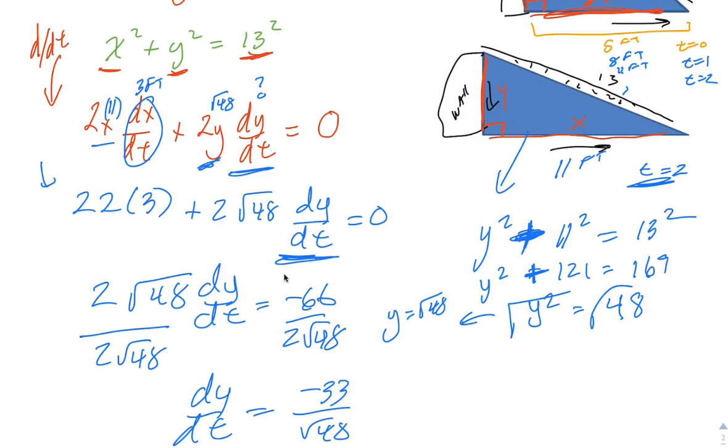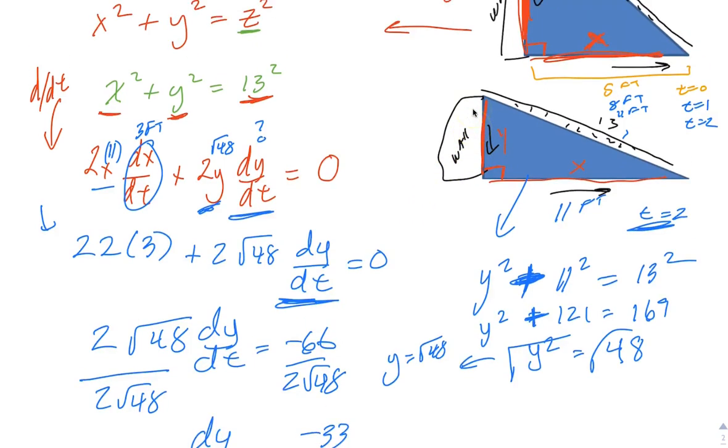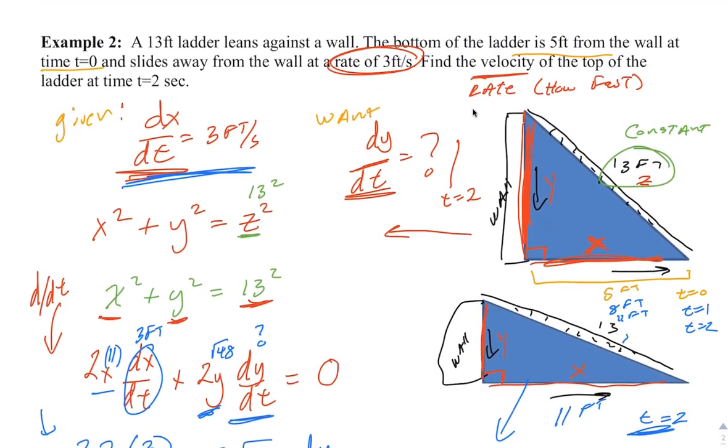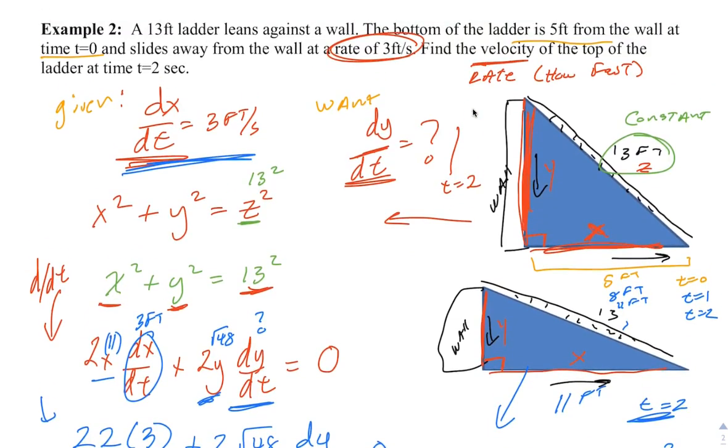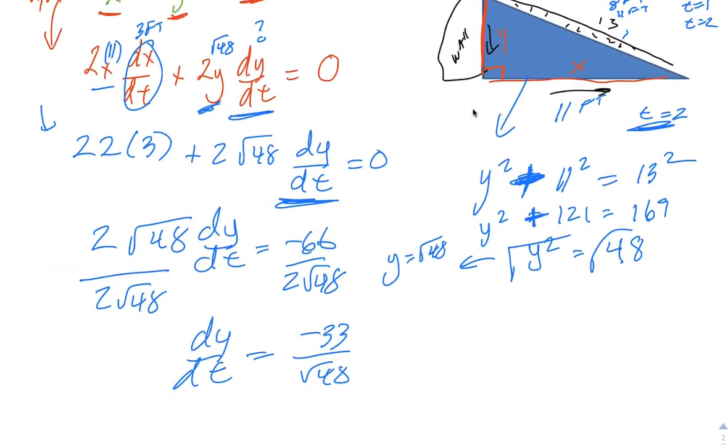I do need my units though. Again, don't freak out about that. Dy, why, is this the height of this guy? So what are we talking about? Feet, I think? Yeah, feet. And time was seconds. So I have y, which is feet, over time, which is seconds. So feet per second. You might be wondering why it's negative.